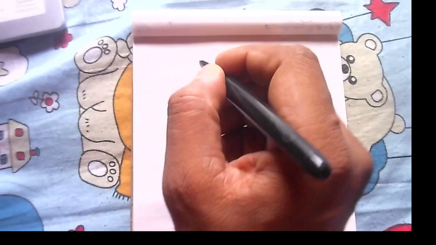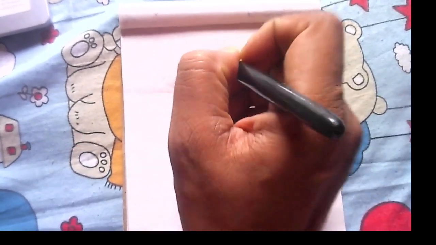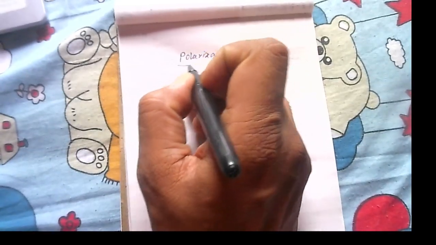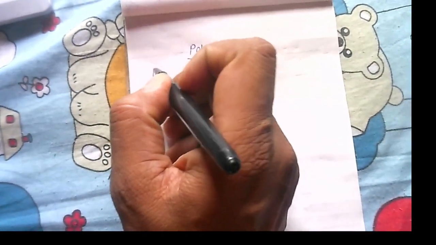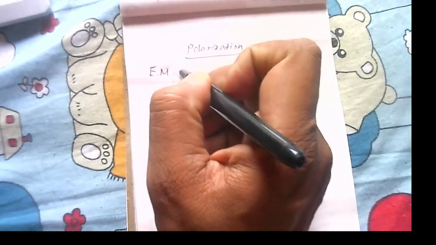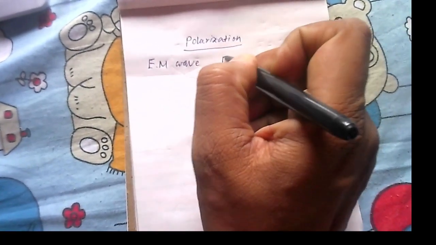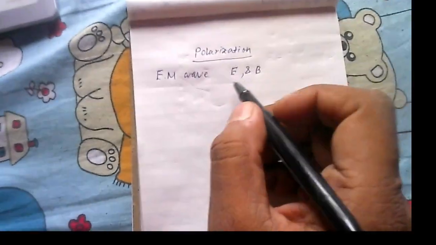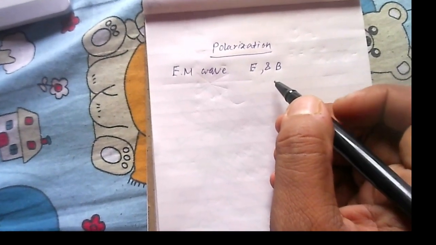So, polarization. Actually, an electromagnetic wave consists of one electric field component and another magnetic field component. They are mutually perpendicular to each other and also perpendicular to the direction of propagation.